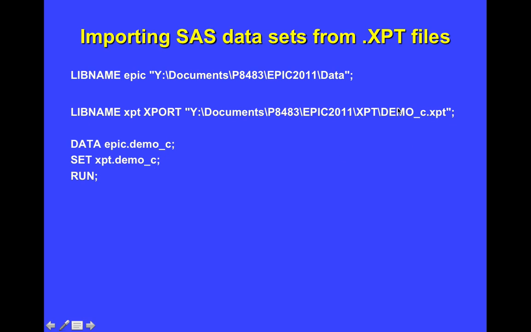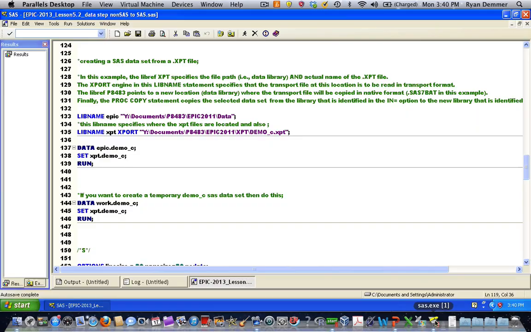Okay. So generally speaking, if the XPT file has the name demo_c, the SAS file packed into it will be demo_c as well. So usually the beginning of the file name tells you what the actual SAS name embedded in the export file would be. And this would allow you to extract the SAS file from the export file and save it as a permanent SAS file on your computer.